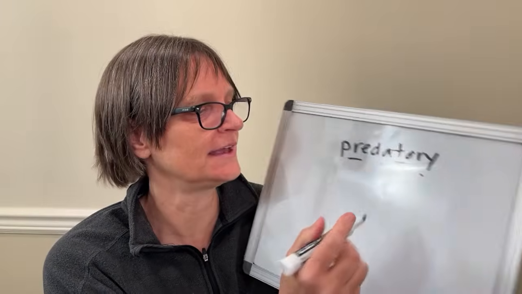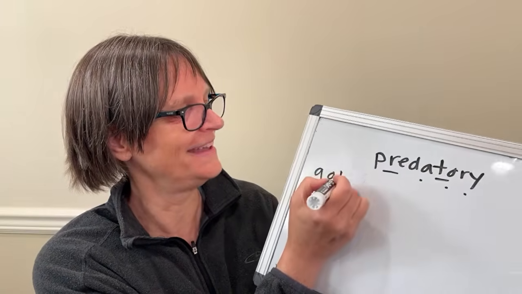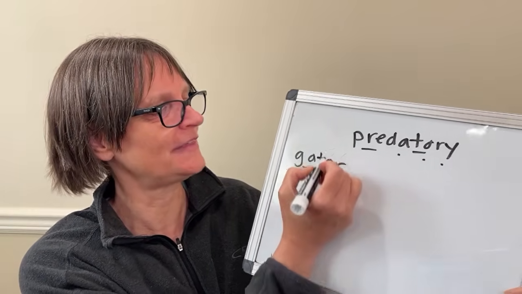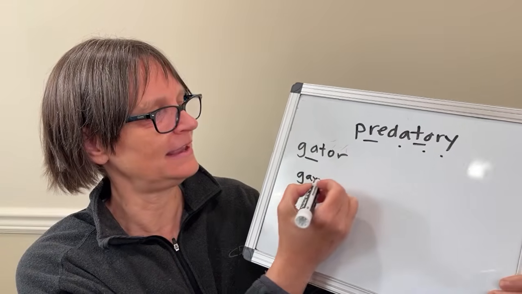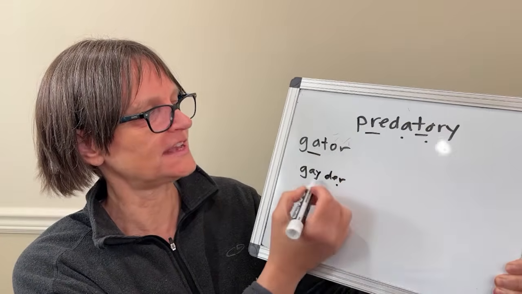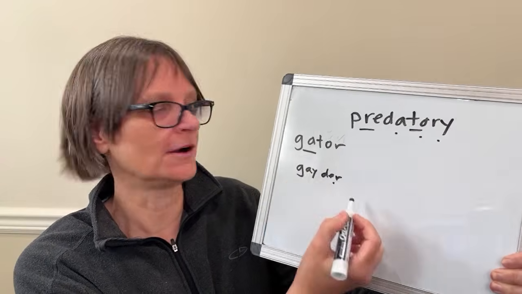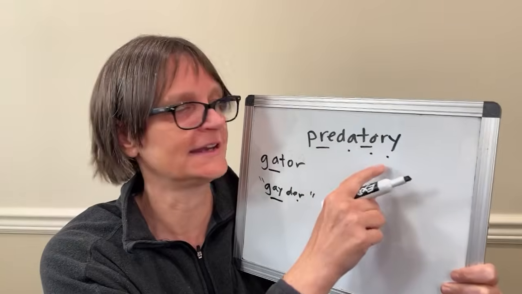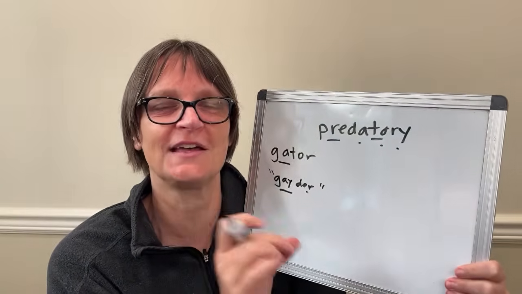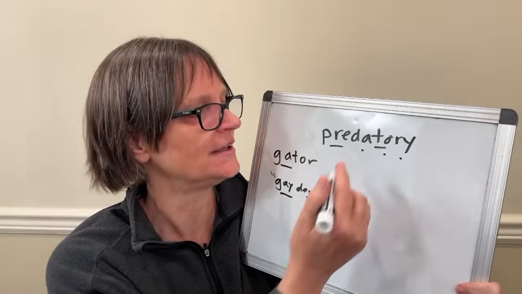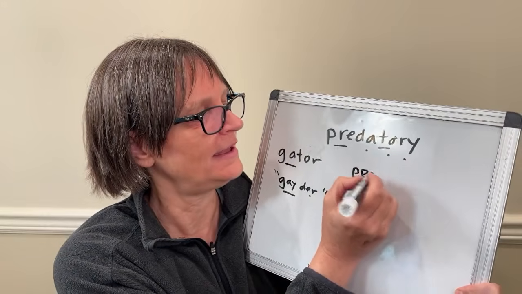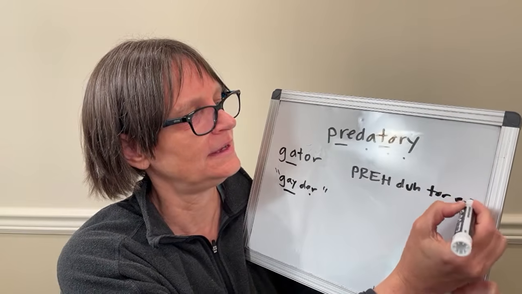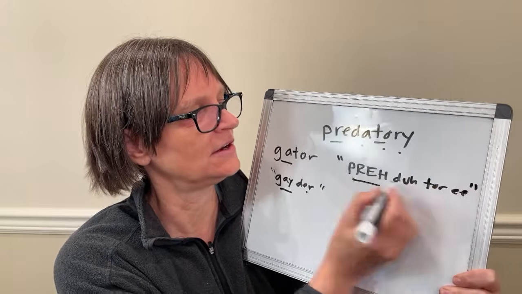So if I'm just doing gator, that's what comes to mind immediately with tor, that's stressed on the first syllable. That's going to be a flap. It's going to be like gator, and the or is going to be an uh sound. No stress on those letters tor. So that gets flapped. But in predatory, we have secondary stress. The or keeps its or sound, and the T keeps its t sound. So it sounds like predatory. Main stress here, secondary stress here.